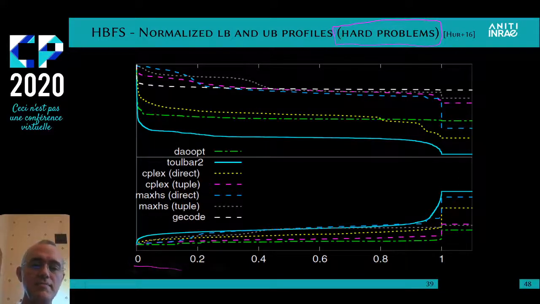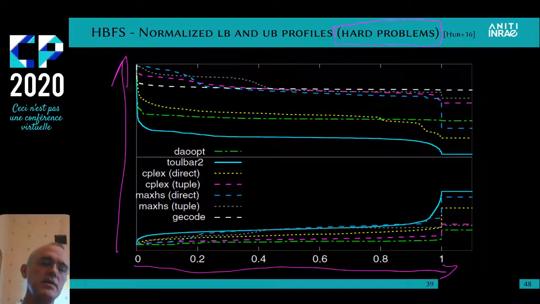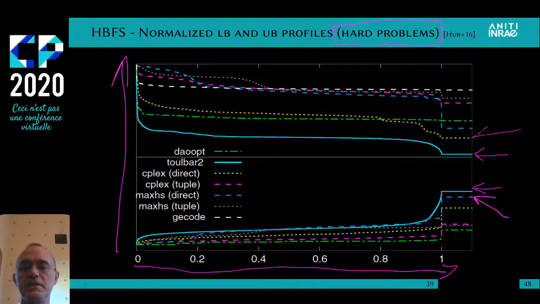And this is time, and we normalize time for all executions. And this is the upper and lower bounds which are available, normalized around the best upper bound found by any of the solvers. And you can see that Toolbar 2 behaves quite well. You can also see that here MaxHS for MaxSat produces nice lower bounds, and that Cplex is better, which is surprising, with the direct encoding than with the tuple encoding, which is the local polytope encoding.